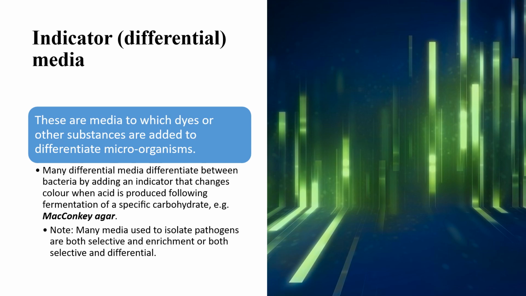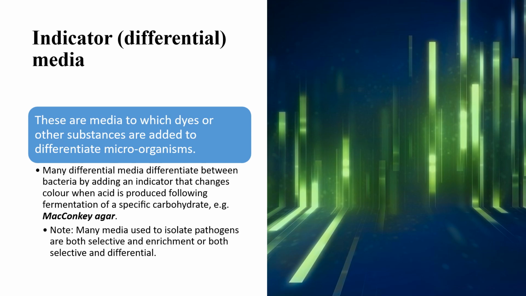Indicator media or differential media. Differential media are culture media that contain dyes or other substances that aid in differentiating microorganisms based on specific characteristics or metabolic activities. These media are designed to produce distinguishable changes in appearance or color, allowing for the differentiation of different bacterial species or identification of specific metabolic capabilities.